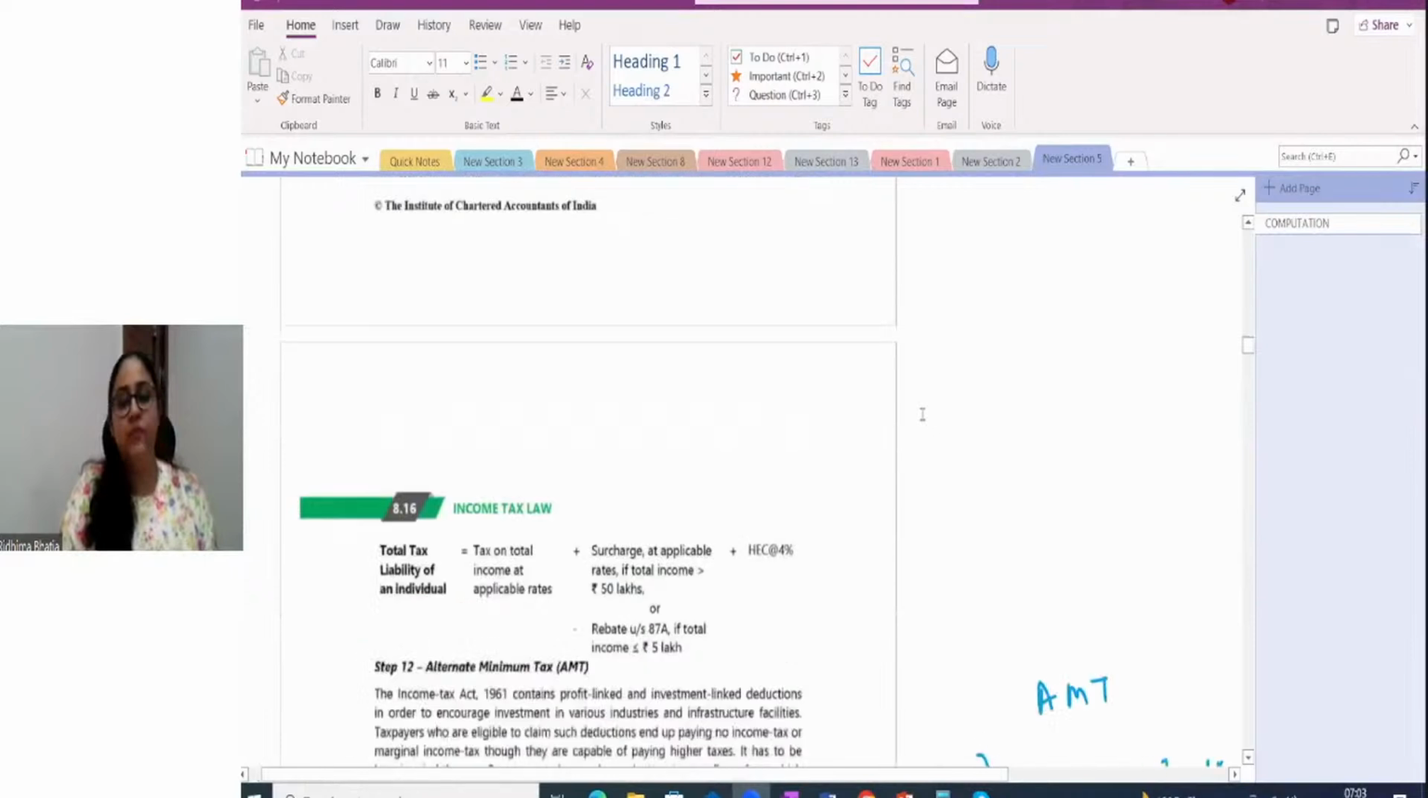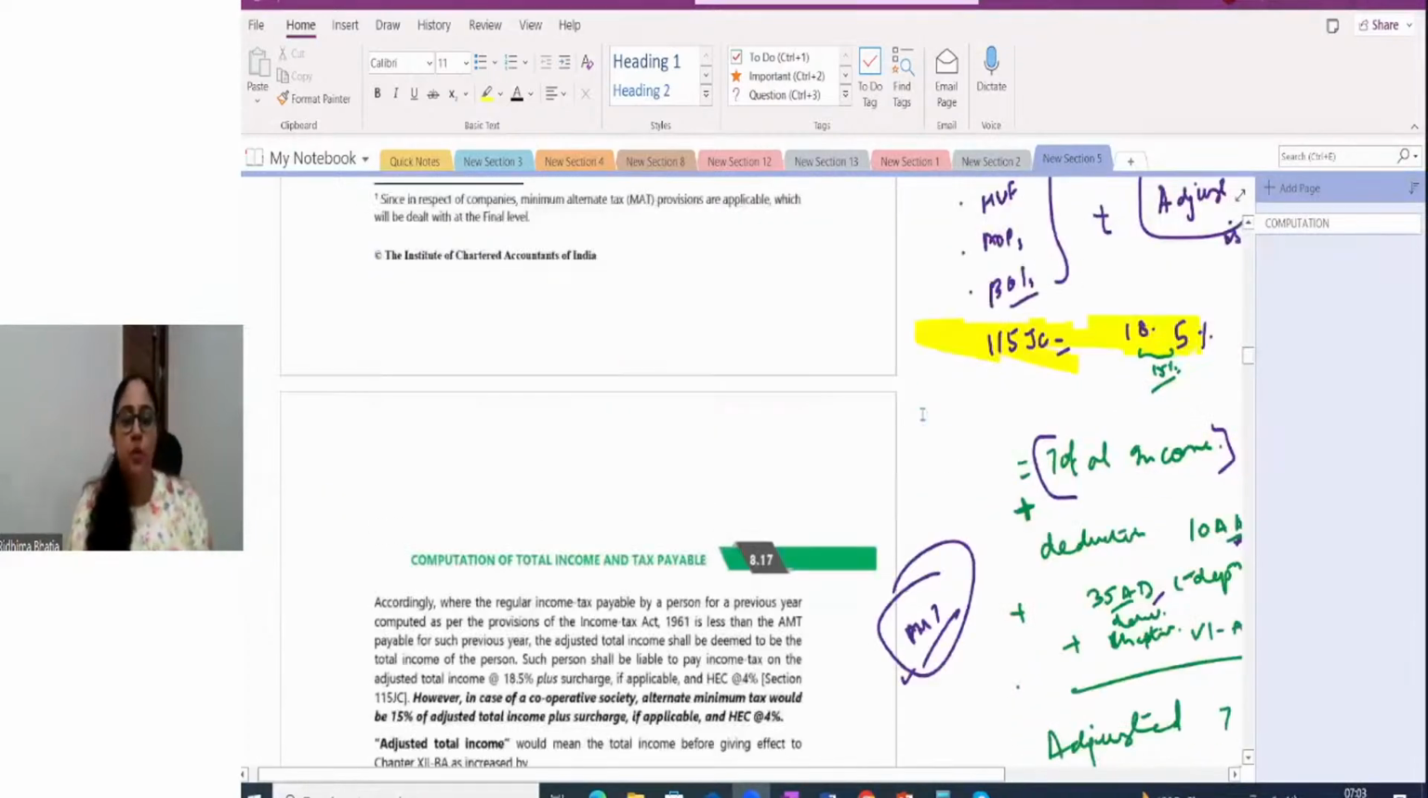So by far, what we did, I'll do a quick revision. How do you compute your total income, and then how do you compute your income tax payable? It's just a process which you have to apply, from identifying the category of person he or she or it is, then moving on to identifying their residential status. Income tax computation happens for a defined year, which is the previous year, but it is assessed in the assessment year.